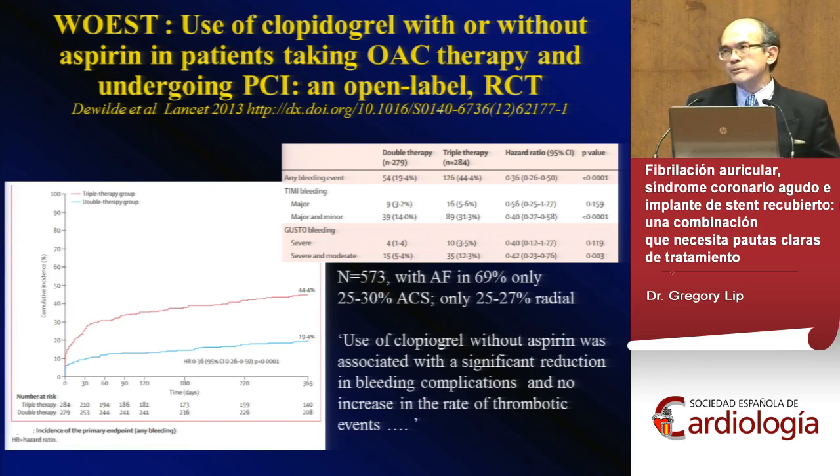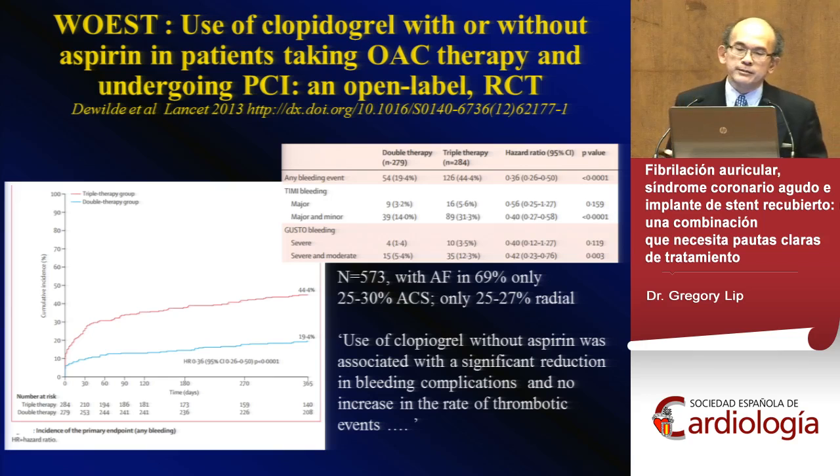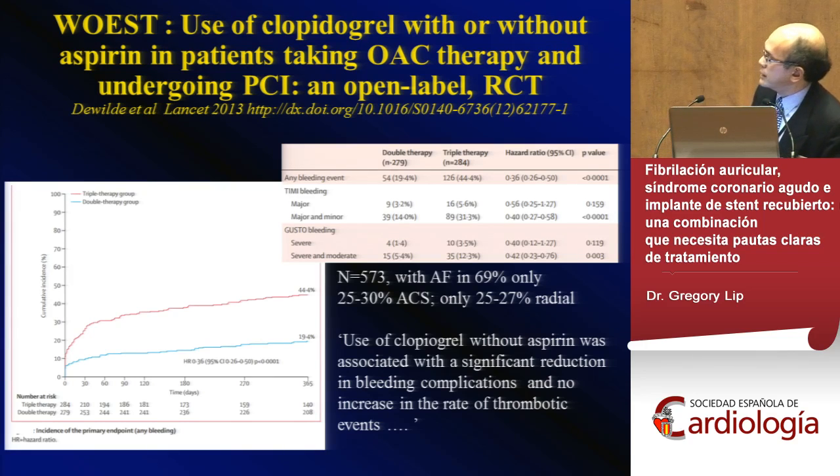So the primary endpoint was all bleeding. So no surprises, if you give somebody triple therapy for 12 months, what do you expect? Significantly more bleeding compared to a strategy of dual therapy. And the bleeding, as you can see from this table here, is largely driven by the minor bleeds, the TIMI minor bleeds. Major bleeds, not significantly different.